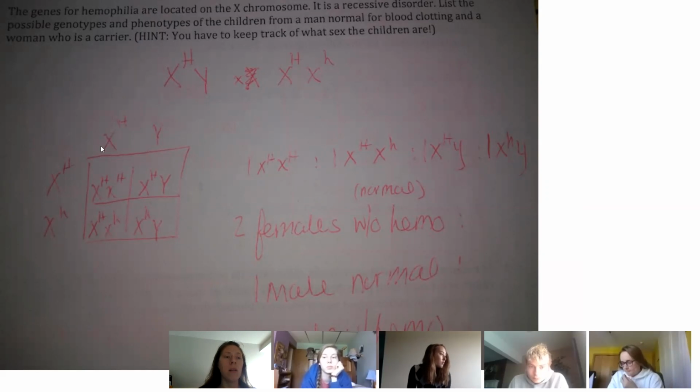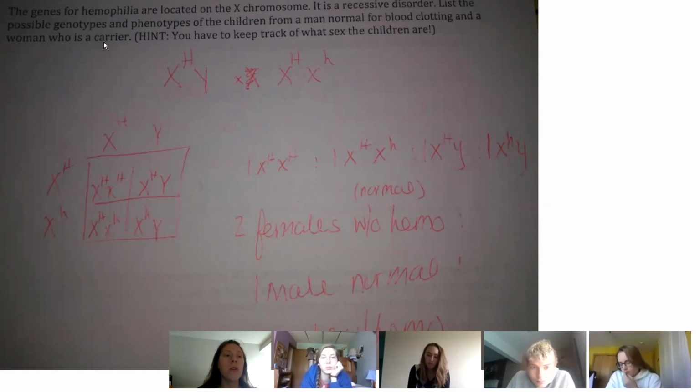So here's my male, XY, normal blood clotting. So I've got a capital H. I did write the cross up here at the top to help me figure out what the female and male genotypes should look like before I cross them.